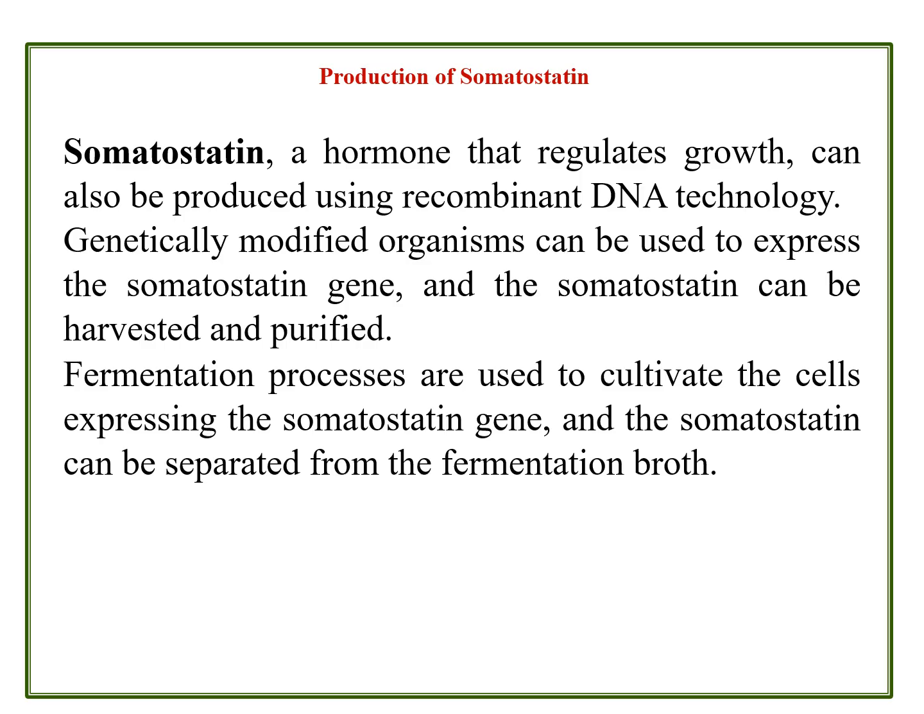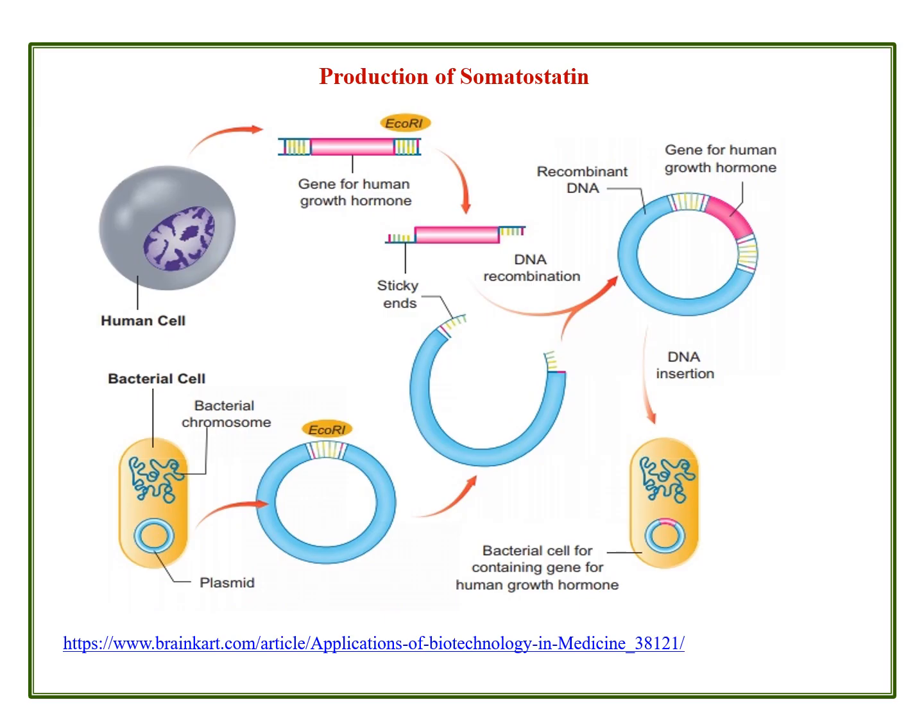The next topic, production of somatostatin, a hormone that regulates growth, can also be produced using recombinant DNA technology. Genetically modified organisms can be used to express the somatostatin gene, and the somatostatin can be harvested, purified, and commercialized. Fermentation processes are used to cultivate the cells expressing the somatostatin gene, and the hormone can be separated from the fermentation broth. This is a schematic representation of how somatostatin can be produced by recombinant DNA technology.